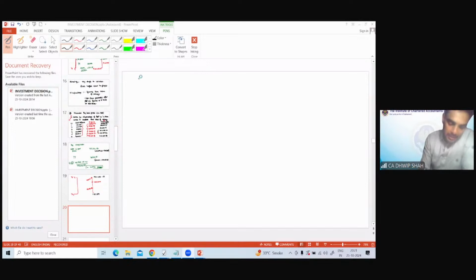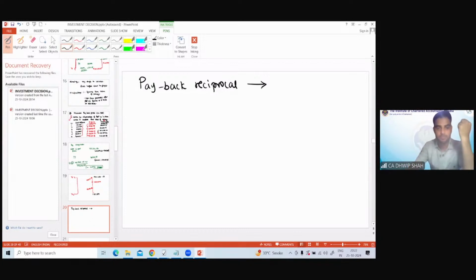Now under payback period there is some concept called payback reciprocal. The name of the concept is payback reciprocal. It is just the reciprocal of payback period. Reciprocal means, can I say reverse? Reverse of payback. But to calculate payback reciprocal, there is one condition. You can only calculate payback reciprocal for that project which generates constant cash flows per annum.